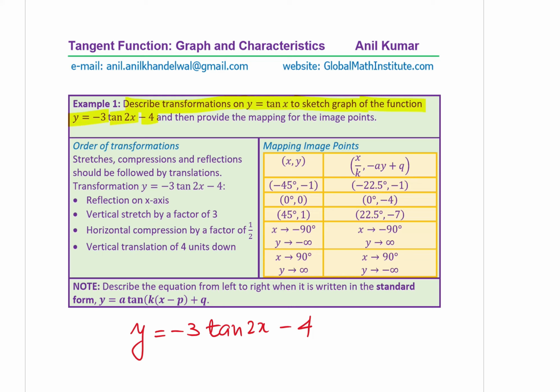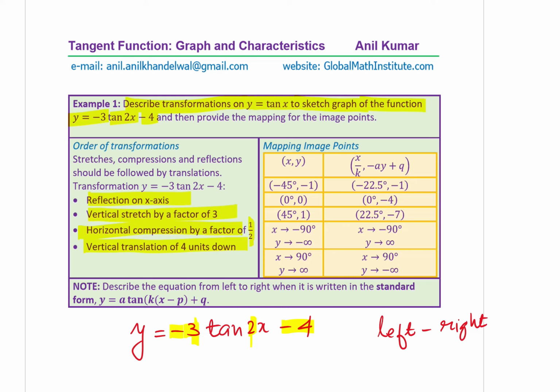Now let's look into this function. Now what do you get? Always start from left to right. That will give you the correct order in which you should be performing the transformations. So the very first one, which is minus here, means reflection on the x-axis. Then we have 3, and that means vertical stretch by a factor of 3. The 2 here, the k value, means a horizontal compression by a factor of half. And then minus 4 means vertical translation of 4 units down. So I hope that is absolutely clear.